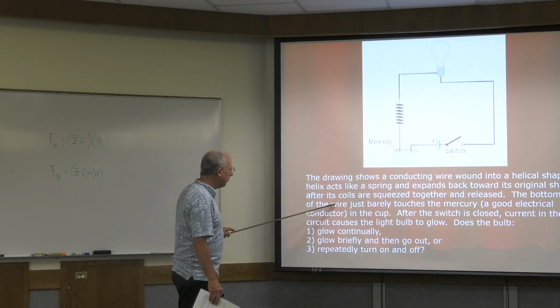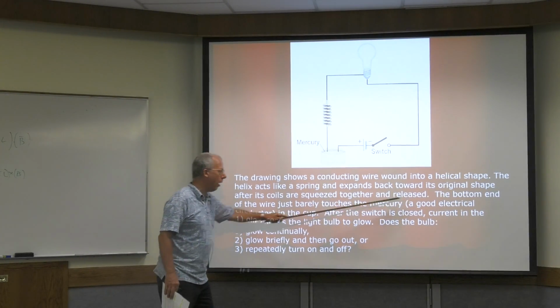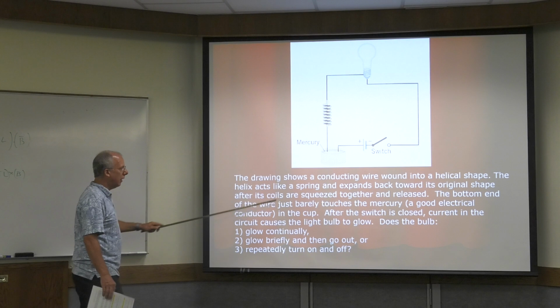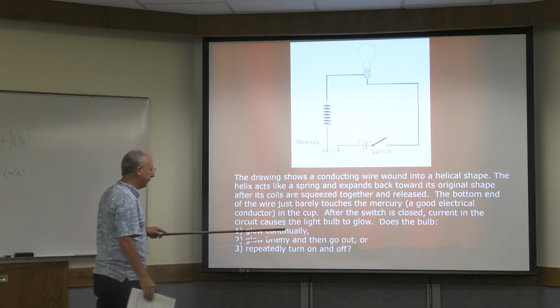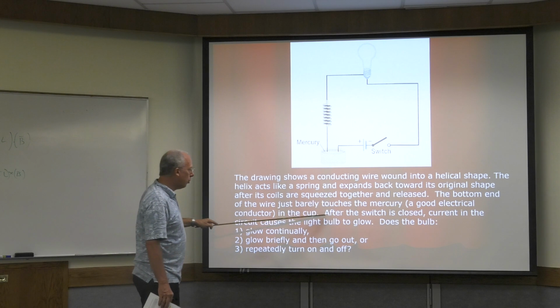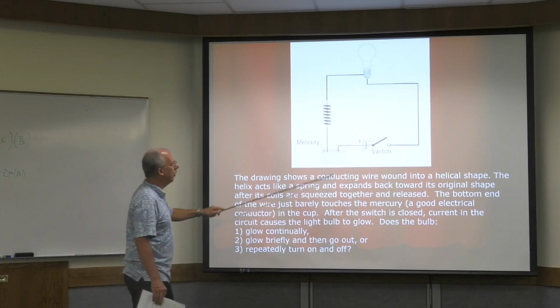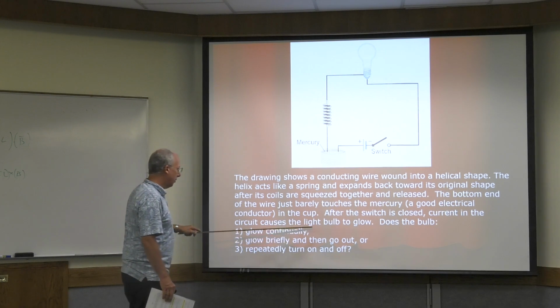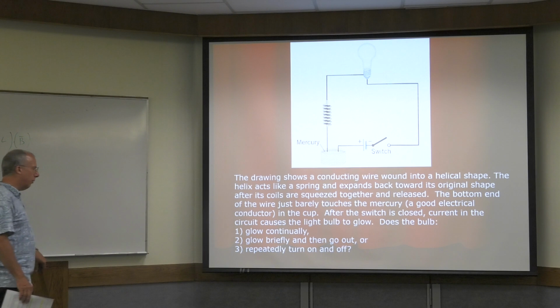The bottom end of the wire just barely touches the mercury, and mercury is a super awesome conductor in the cup, right? So this thing is touching the mercury. After the switch is closed, current in the circuit causes the light bulb to glow. So does the bulb glow continually, glow briefly and then go out, or repeatedly turn off and on?